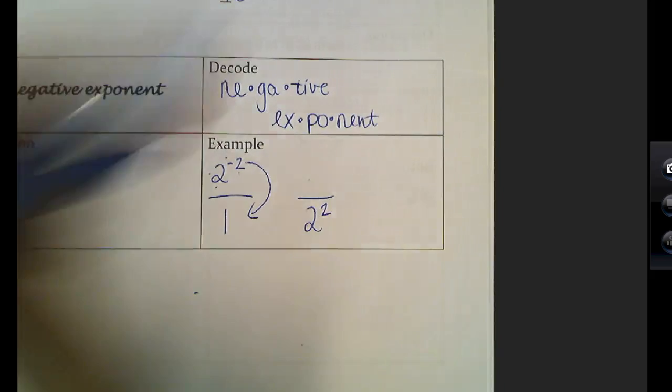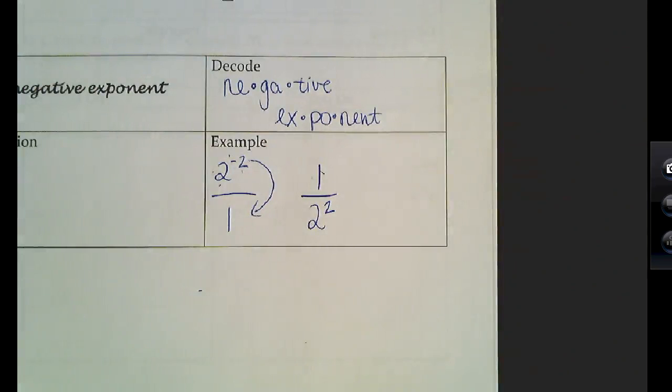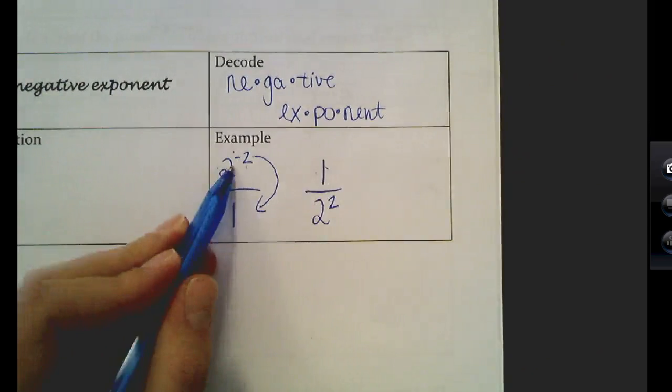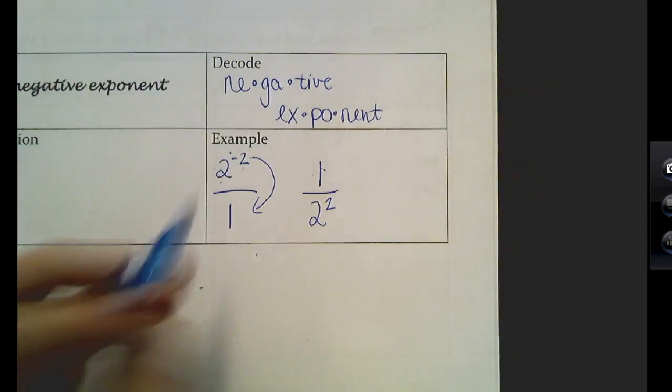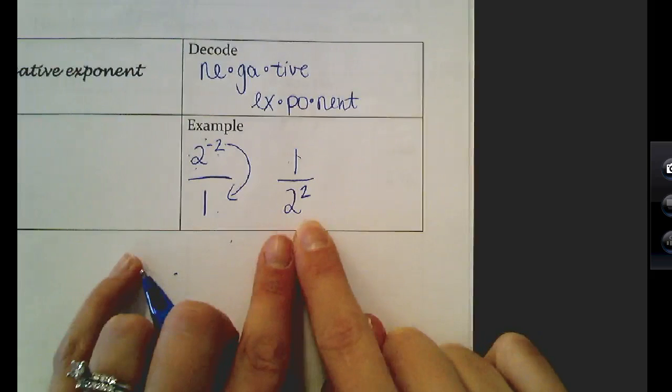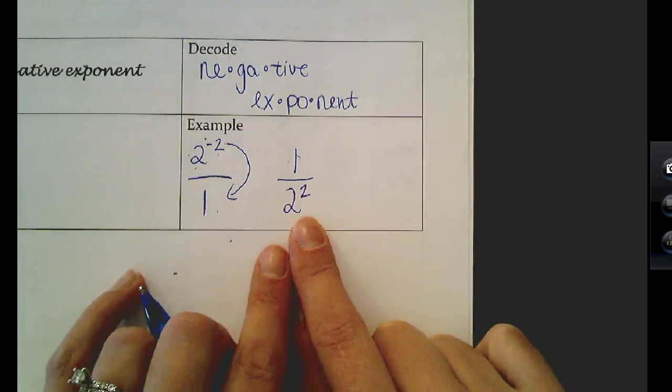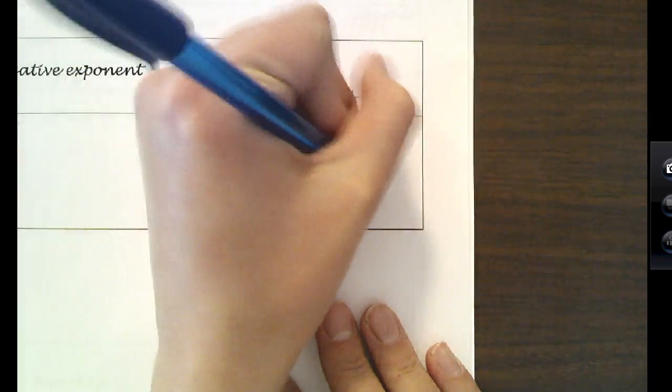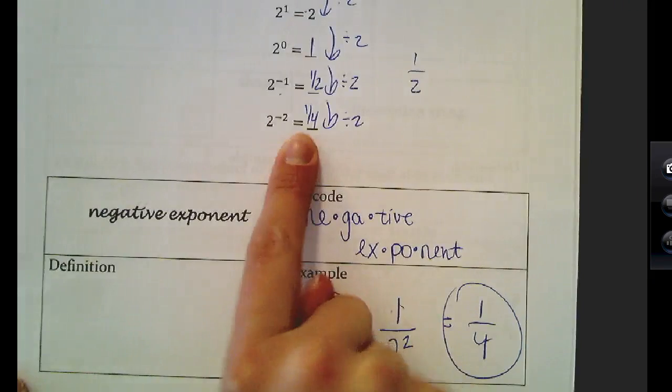Oh, you had a question? Okay, yeah, there's a 1 left in the numerator. Go ahead with your question. Now the value: what is 2 squared? What's 2 times 2? 4. So we get 1/4 for our answer, which is what we got up here for this example.